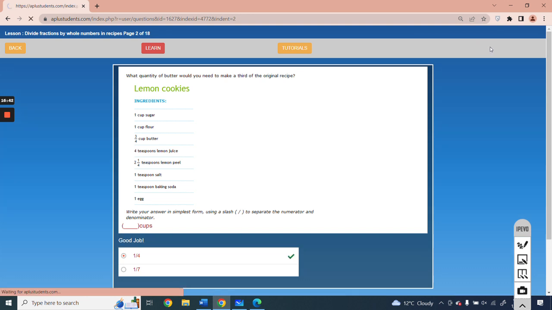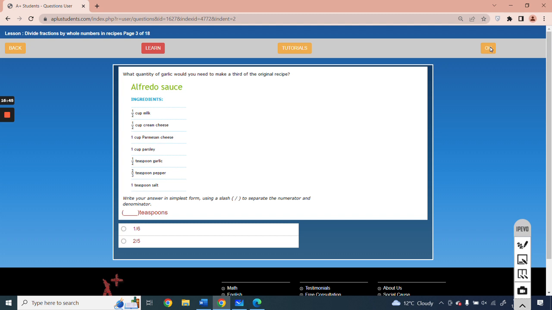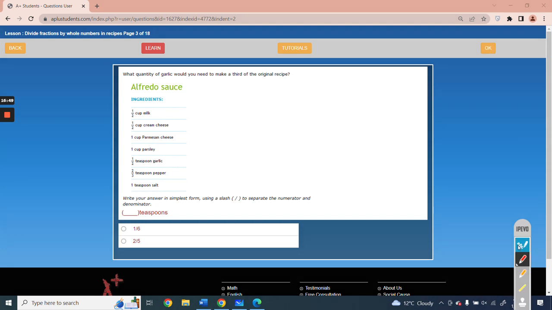Okay, what quantity of garlic would you need to make a third of the original recipe? Okay, so in the original recipe, the garlic we use is 1/2. Got it? So just divide it by 3. Replace the division sign with multiplication. It would be then 1/3. So just do numerator times numerator and denominator times denominator. So you have to do 1 times 1 and 3 times 2. So it would be 1/6. Got it? The correct option is 1/6.